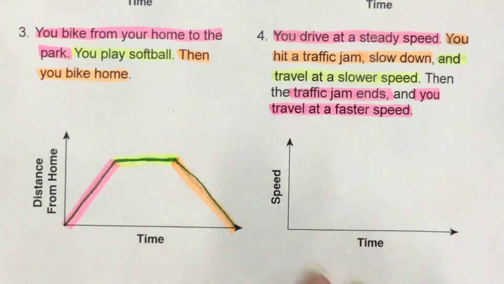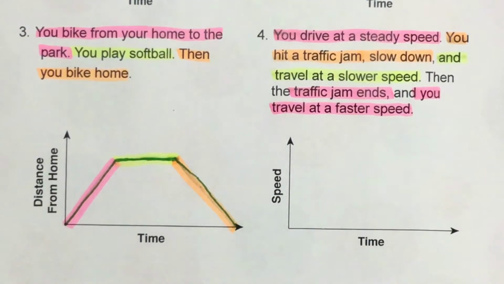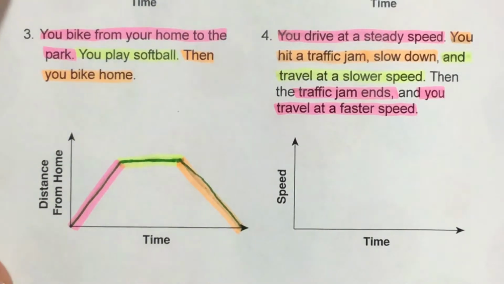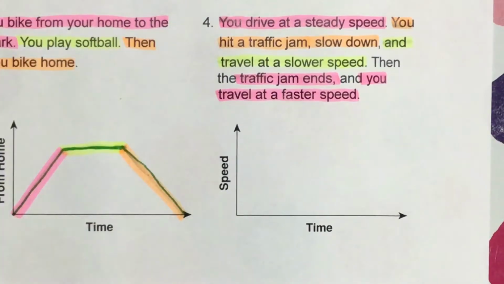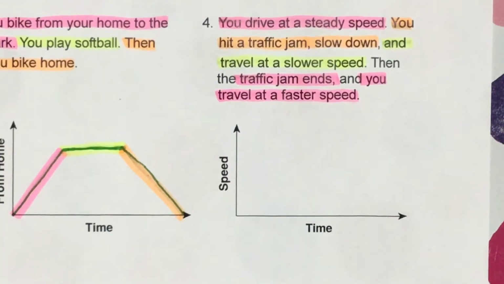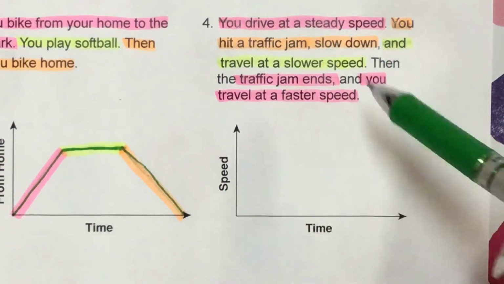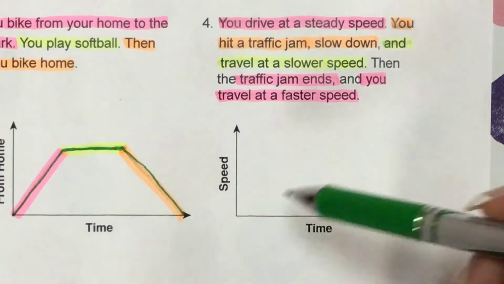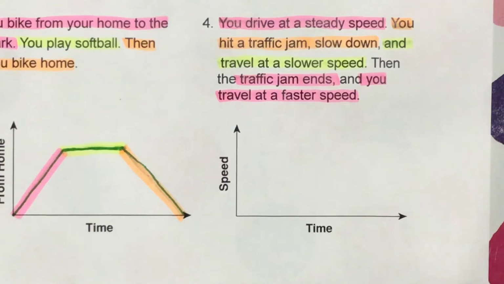Okay, so let's go ahead. This graph has time and it has speed. So as I'm thinking about this problem, we're talking about driving. It says you drive at a steady speed. There's two ways to think about this. Are we stopped and then we're driving at a steady speed, or does the graph start once we are driving at a steady speed?